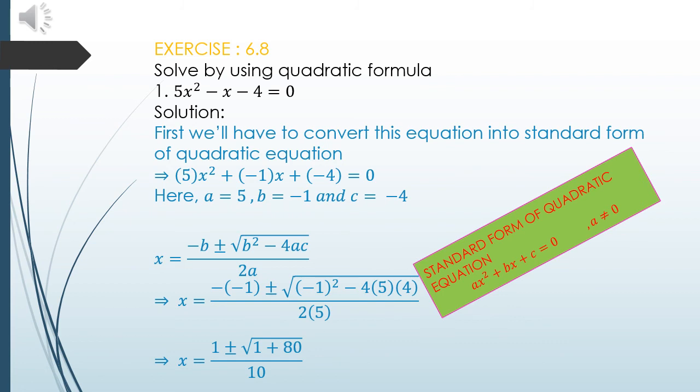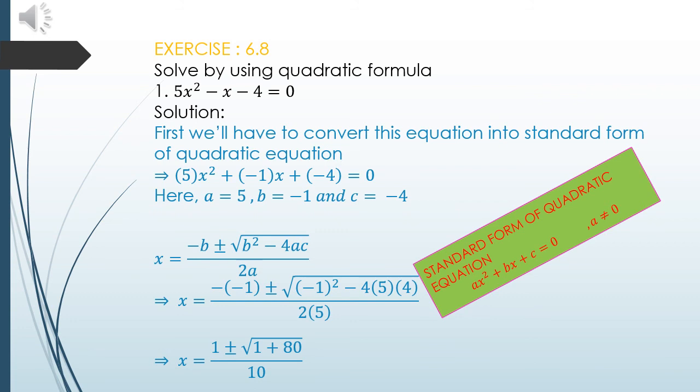What is the quadratic formula? x is equal to minus b plus minus under root b square minus 4ac, whole divided by 2a. So in place of b, we put the value of b, which is minus 1. We can write here minus 1, and in the formula minus is already present, so we use two negative signs, one for the formula and one for the replacement of b.